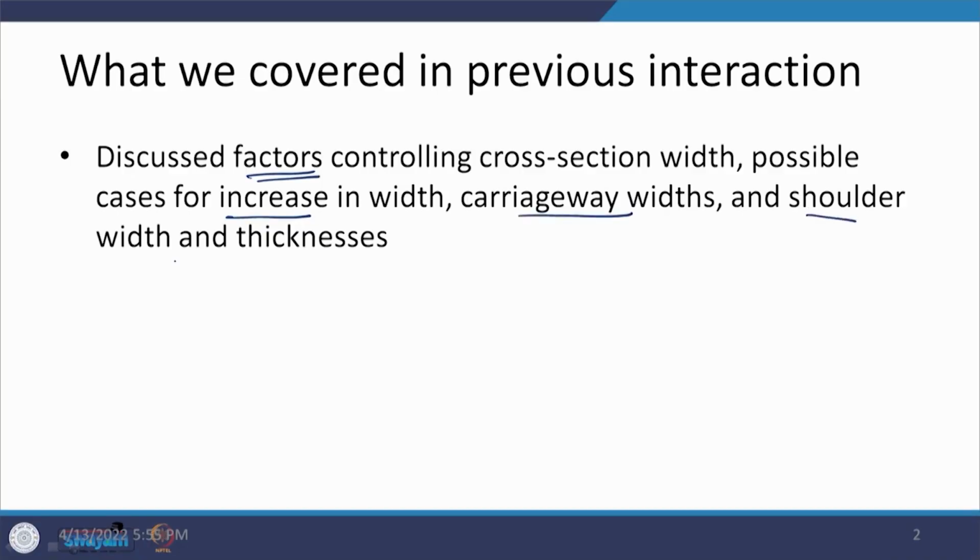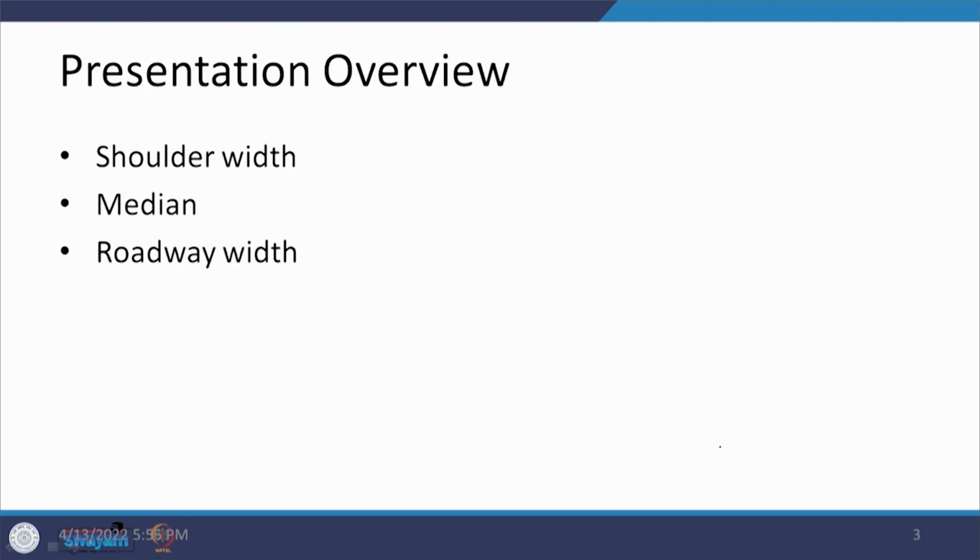The first two elements which we have looked at are the carriageway width and the shoulder width and thickness. Now, we are going to see the other elements. In the case of the shoulder width and thickness, we have not completed all categories of roads, so we will be looking at that at the start, and then we will go for median, and finally, we will close this interaction with the roadway width. Let us look at the leftover portion of the shoulder width.